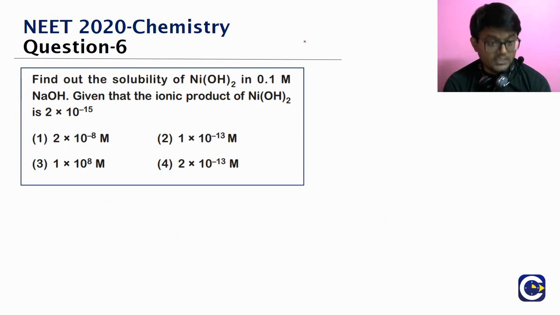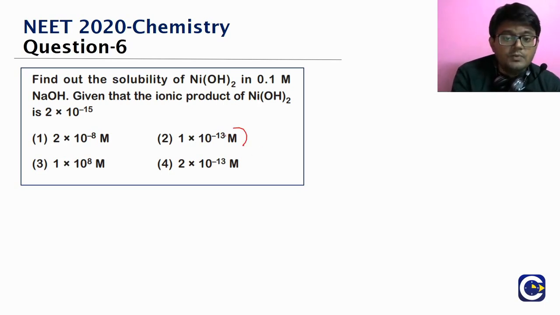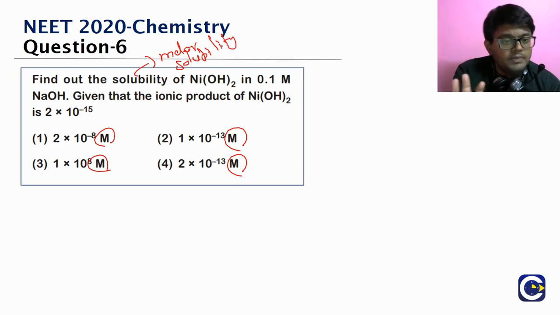Next we have a question on the ionic equilibrium solubility product. Find out the solubility. If you look at the options, they are giving the units as capital M, which means molar solubility. Generally when we say solubility, we are referring to molar solubility only. Find the solubility of nickel hydroxide, Ni(OH)2, in 0.1 molar NaOH.